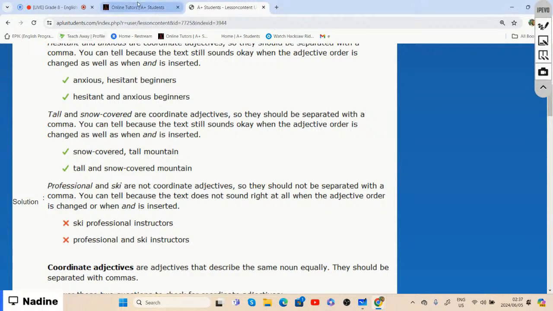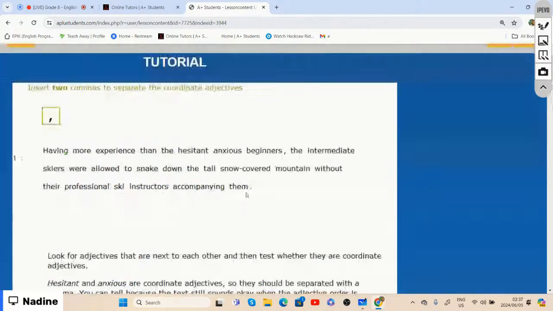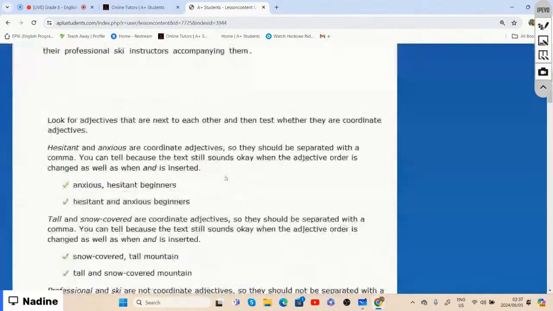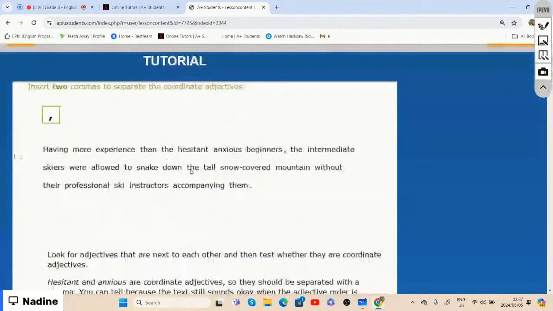All right. So now we're going to look at our activities and then we're going on to our test. It says having more experience than the hesitant, anxious beginner, the intermediate skiers are allowed to snake down the tall, snow covered mountain without their professional ski instructors accompanying them. So we need to insert two commas to separate the coordinate adjective.